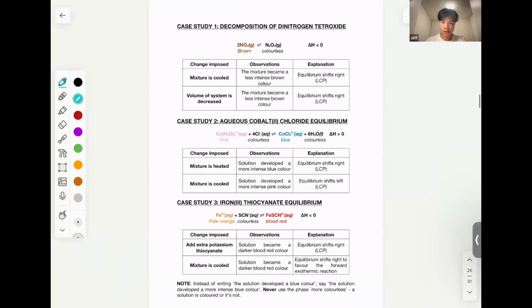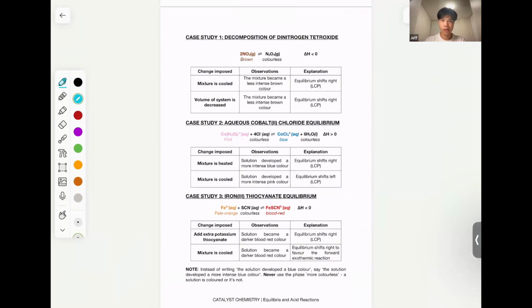There are 3 case studies given to you for explaining LCP shifts. These 3 cases, if you wanted to go above and beyond, you would remember the equations, the colors of the substances, and the enthalpy change. This is like your final 5%. So if you've done 95% of the content and you're just looking for that final 5% of coverage, spend some time on this. But I wouldn't say this is the highest yield to remember each of the 3.